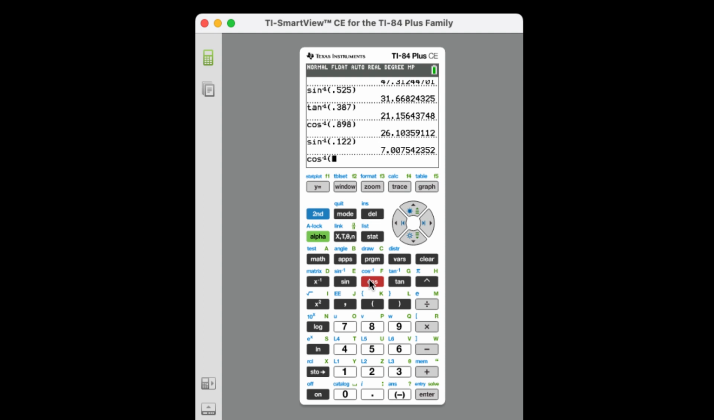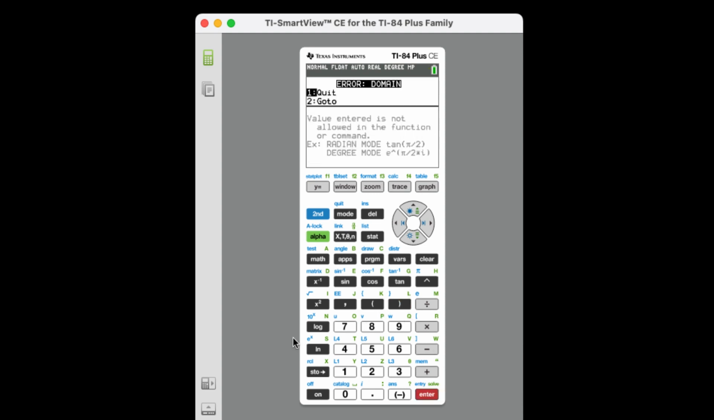So we're going to get cosine, and you put 1.284, okay? And what do you get here? You get an error. And here's the problem. This is an error: domain. What that means is you're not allowed to use that number in what's called the domain of the function, the input of the function. There's a domain error. And it even says the value entered is not allowed in the function. And okay, that makes a lot of sense.